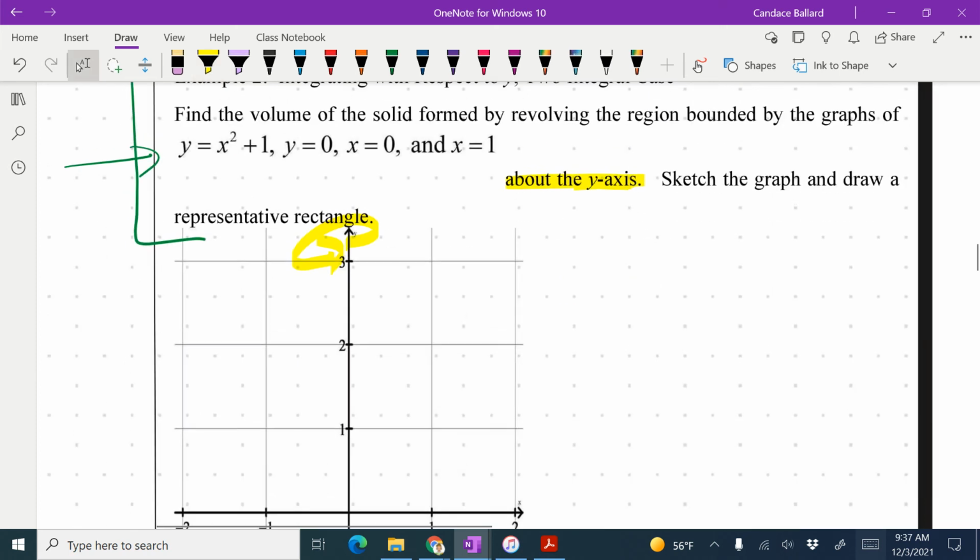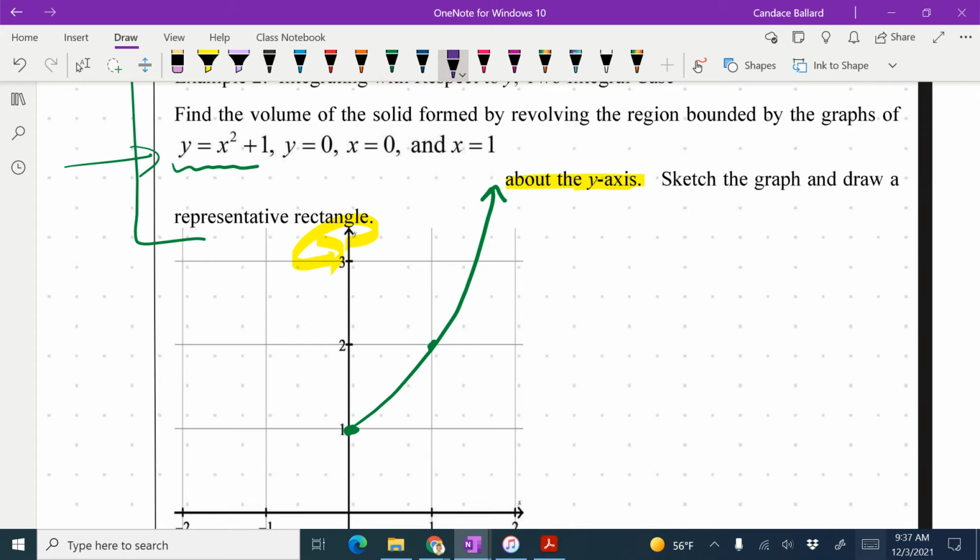So I'm going to try to graph this. What is this a picture of? It's a parabola. Where's the parabola shifted? One up. So we're going to do this. We're going to see it come in this direction, and it's going to go up like this. If it's not perfect, it's okay.